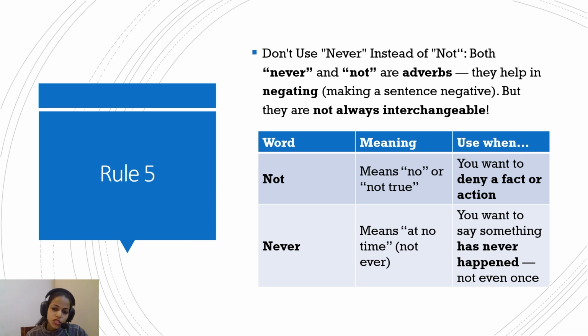But the word never means at no time was this true. It was not true in the past. It is not true now. It will not be true in future. So you want to say something has never happened, and it has never happened even once. So this is the difference.